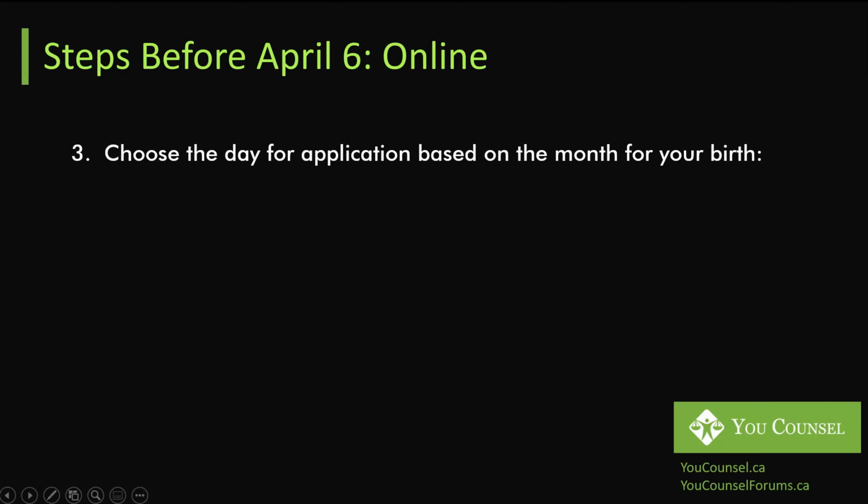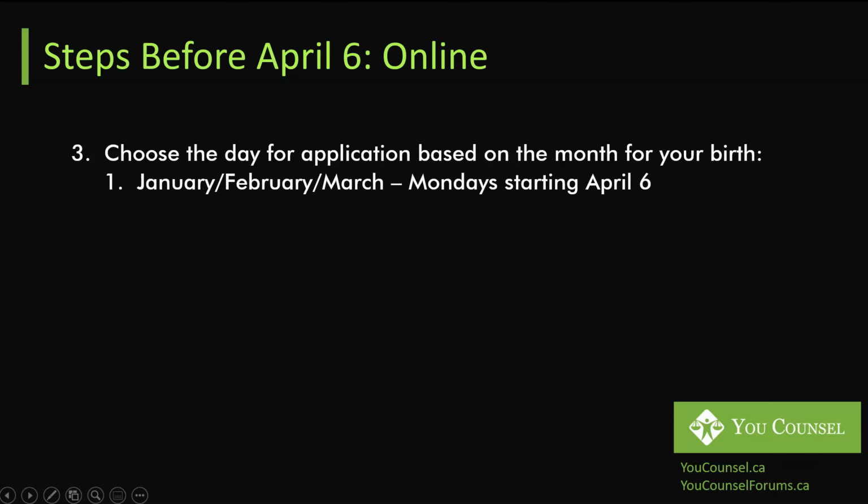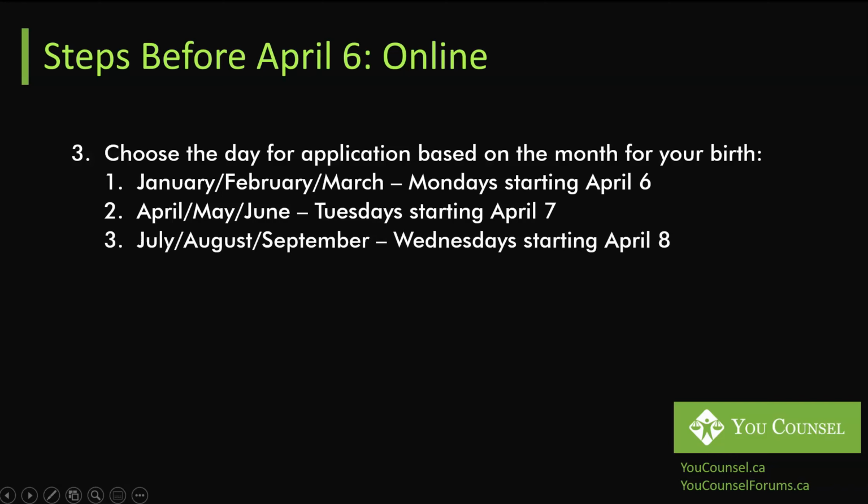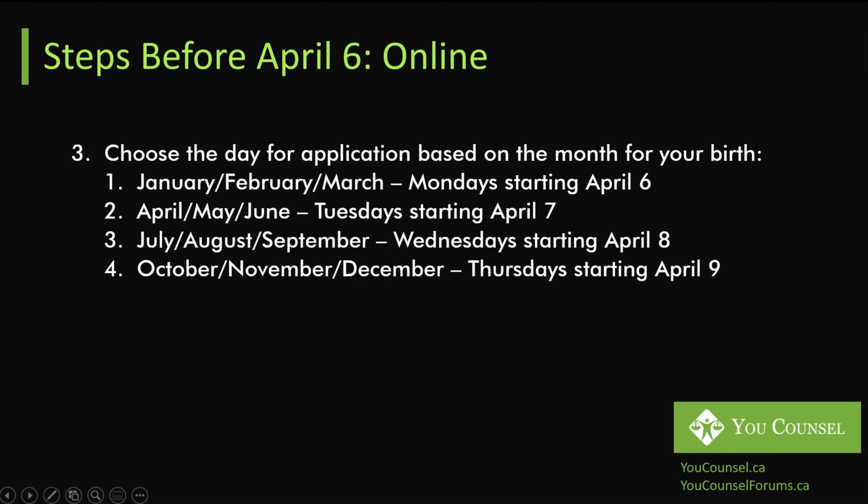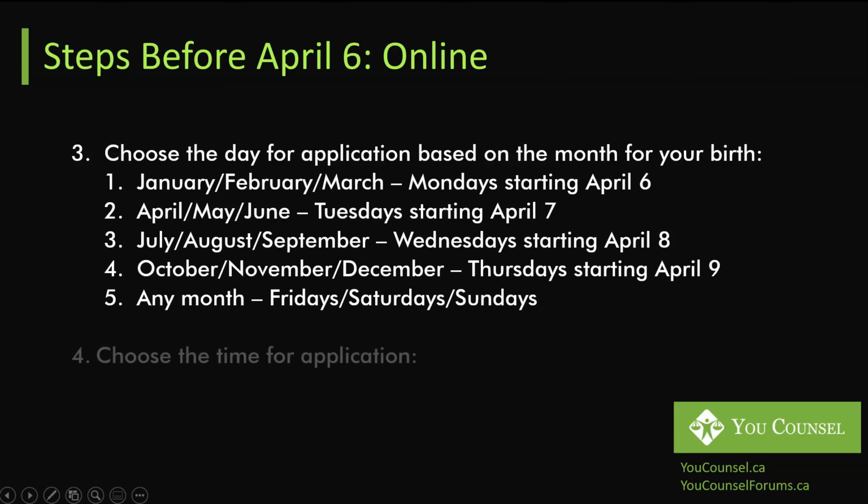Number three, you should choose the day for your application based on the month of your birth. Now, CRA has provided this information. So if you're born in January, February, March, then Mondays are the days that you should apply starting April 6th. If you're born in April, May, June, then Tuesdays starting April 7th, July, August, September, Wednesdays starting April 8th, October, November, December, Thursdays, and you can apply on Friday, Saturday, or Sunday regardless of the month of your birth.